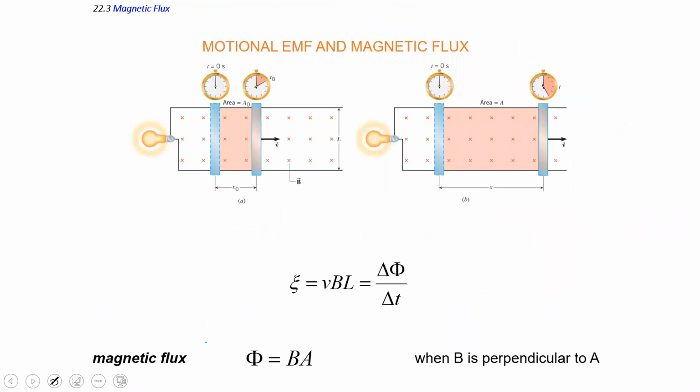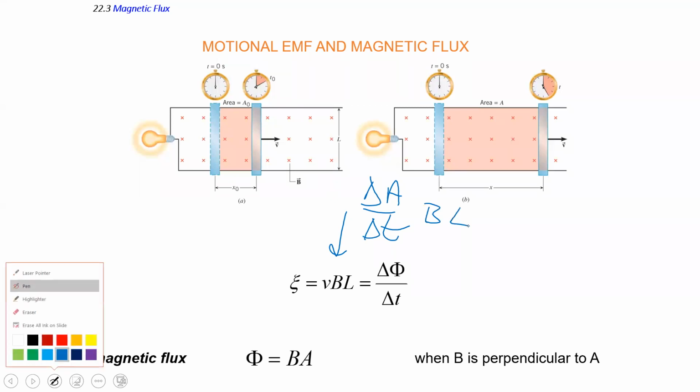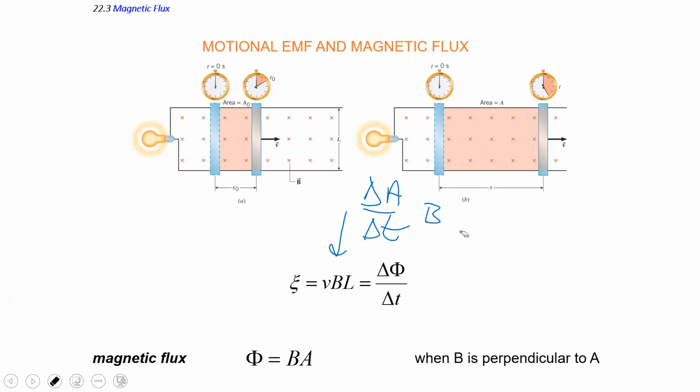This is what I was talking about, the area changing, right? Remember, E equals BLv was really the change in area over time times B. All right, that was from a previous slide. If you change the area of the circuit, then you have this force generated.